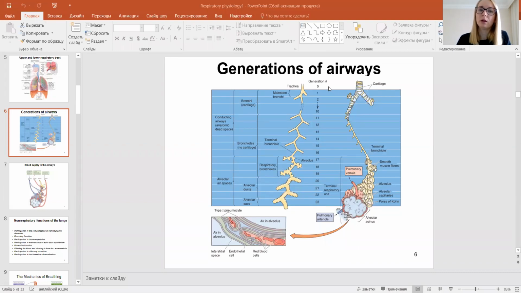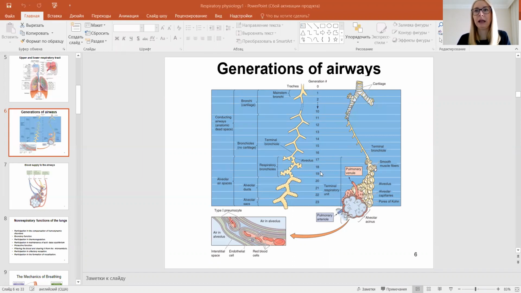So first 16 generations of the bronchial tree make up the conductive zone of the bronchial tree, since the main function of these generations is to conduct air to the following zone.